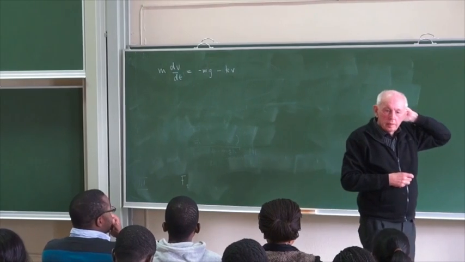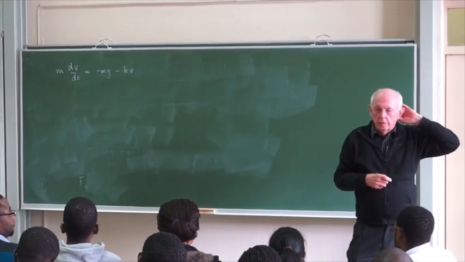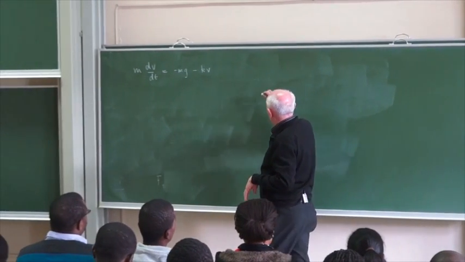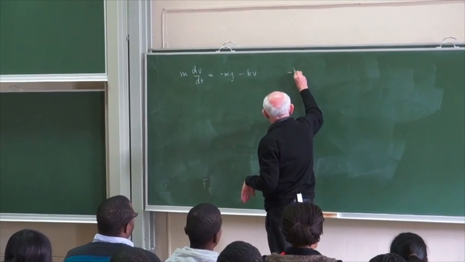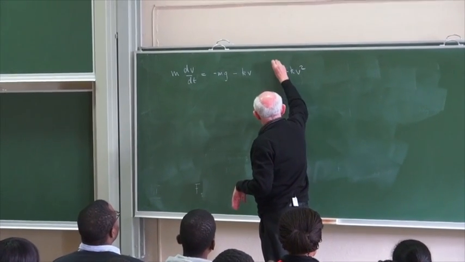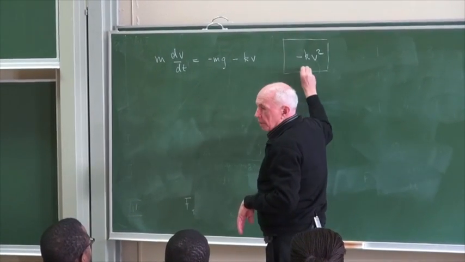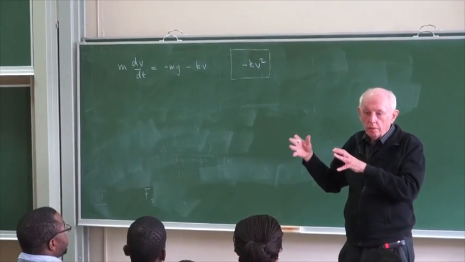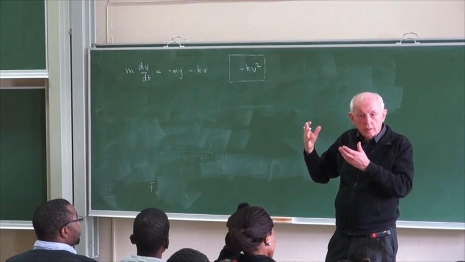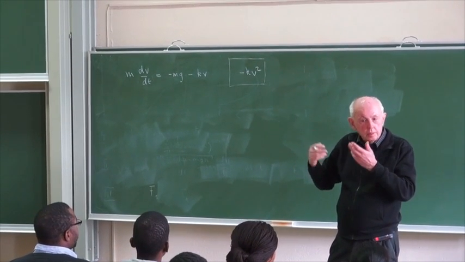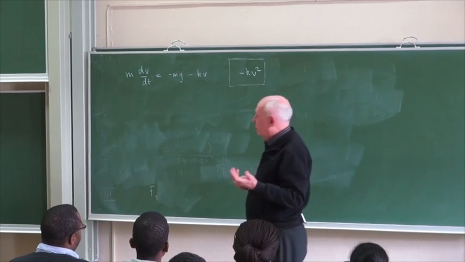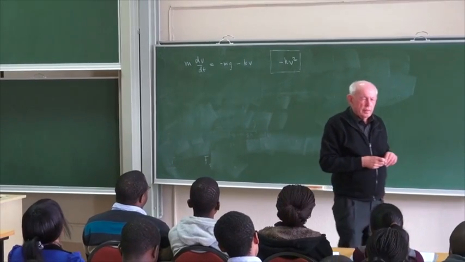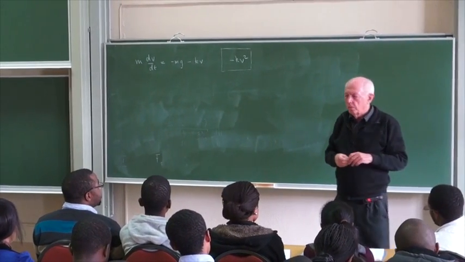Now, in many cases, that is not the best formula. In many cases, one should actually use minus K times V squared. If the speeds are large, you should actually use V squared. But if the speeds are small, you can use K times V. And this must worry you, because it worried me when I first saw it.